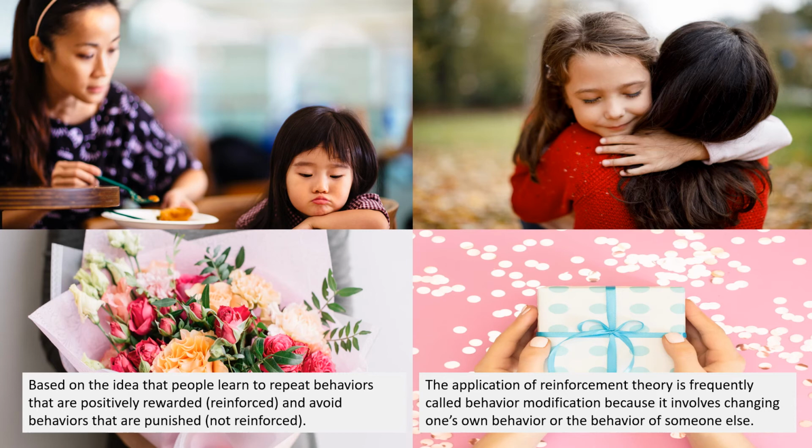The application of reinforcement theory is frequently called behavior modification, because it involves changing one's own behavior or the behavior of someone else. We will change our behavior accordingly. If we get rewarded because of that behavior, of course we are going to repeat it. But if we get punished because of our behavior, we don't want to be punished one more time, so we try to avoid that behavior.